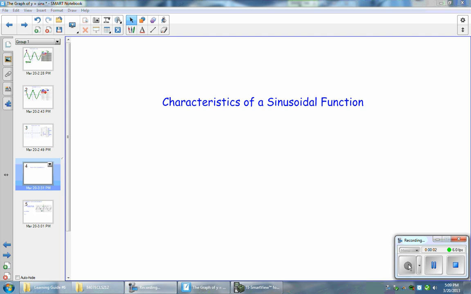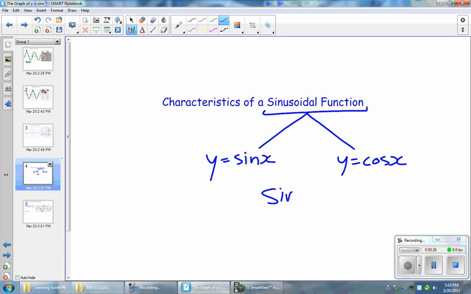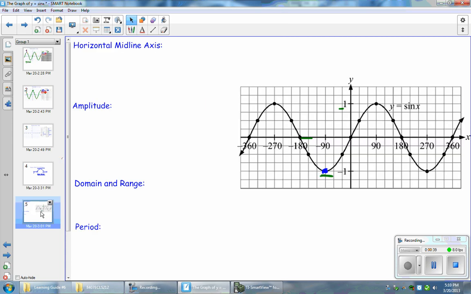All right, in this lesson, I'm going to introduce a few characteristics of a sinusoidal function. Before I do that, I want to go through this term, sinusoidal function. A sinusoidal function includes two different functions here: y is equal to sine x, and y is equal to cos x. These two functions are called sinusoidal functions because they follow the same pattern, which we have referred to as a sine wave. So any graph that follows any type of sine wave is going to be considered a sinusoidal function.